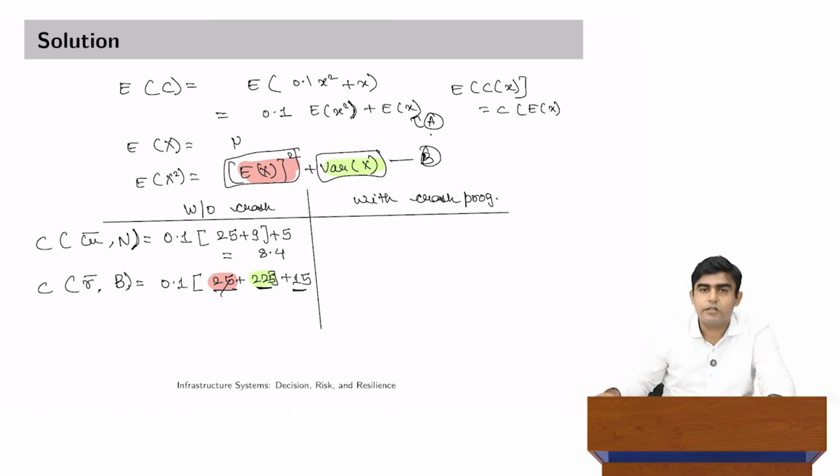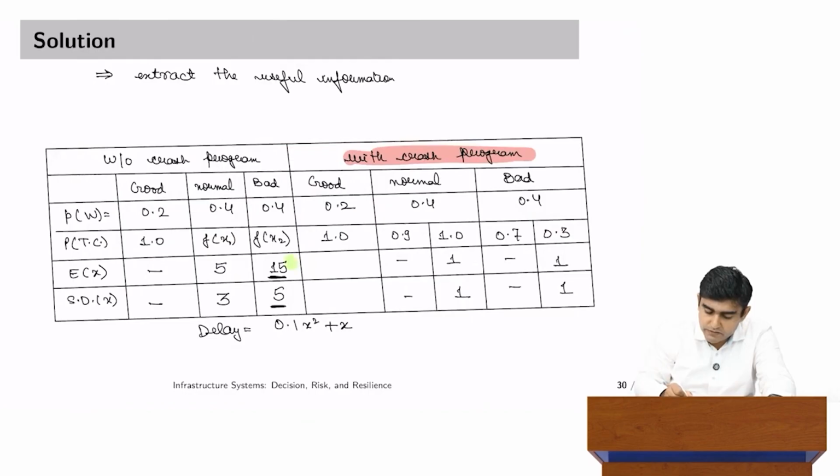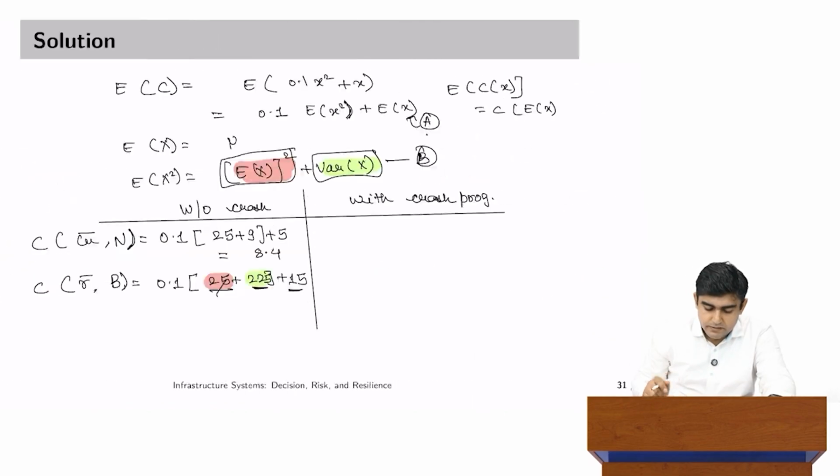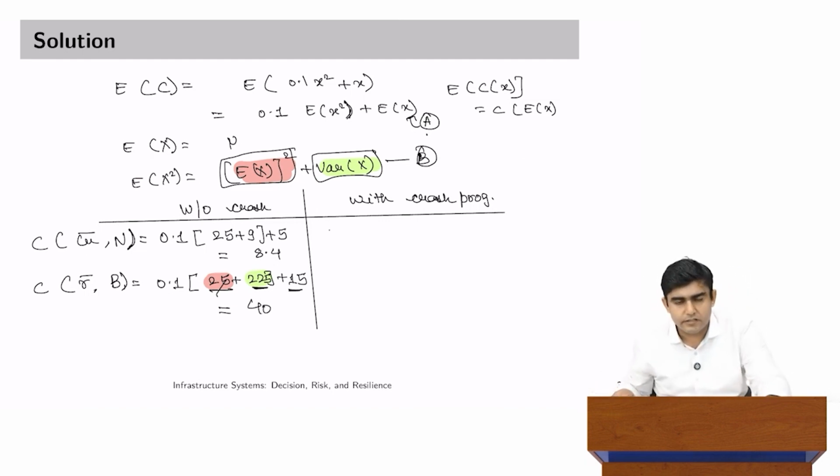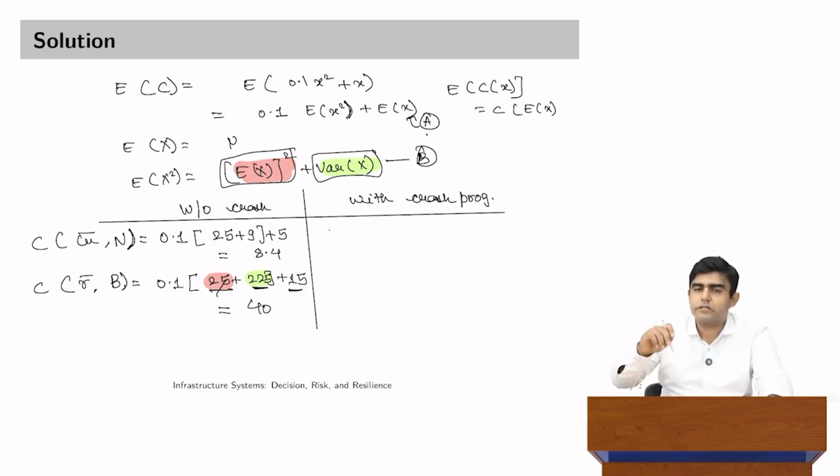So, square of 5 comes out to be 25 plus 15, which again is given to be the mean in this particular case. So, this number in first case comes out to be 8.4, in second case it comes out to be 40. You can check these calculations for yourself. What is more important is the concept itself, that how we are bringing in the randomness associated with x into our overall decision making framework.